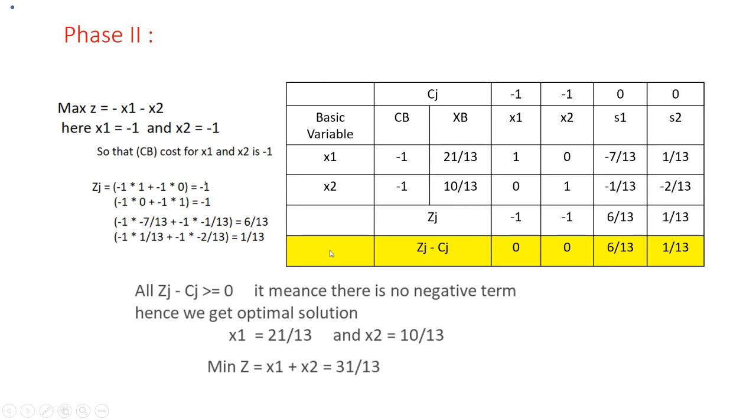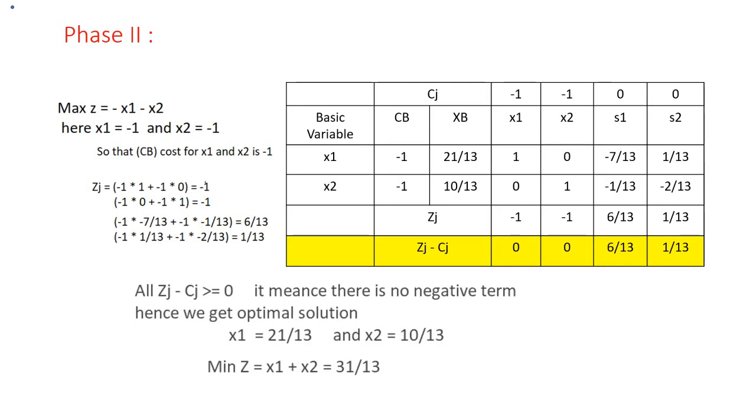So for the optimal solution, the right hand side value for x1 is 21 by 13, and for x2 the right hand side value is 10 by 13. What is our objective function? Minimize z is equal to x1 plus x2. So we get the minimum cost value as 31 divided by 13. So this is our optimal solution for this objective function, minimize x1 plus x2.